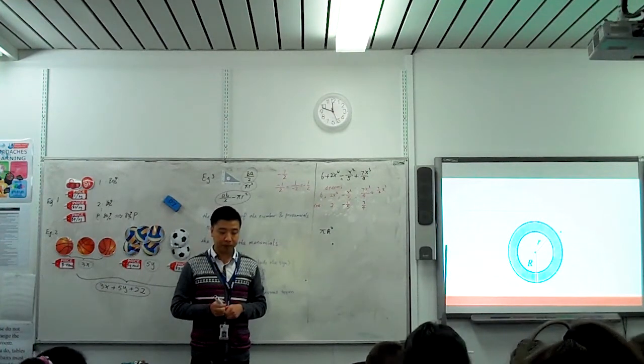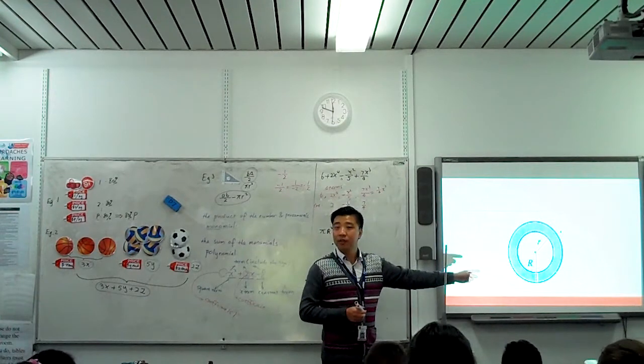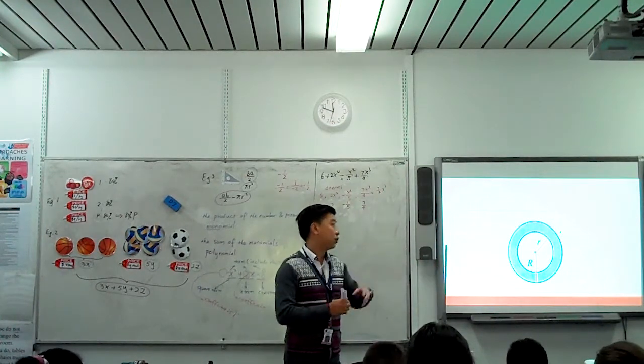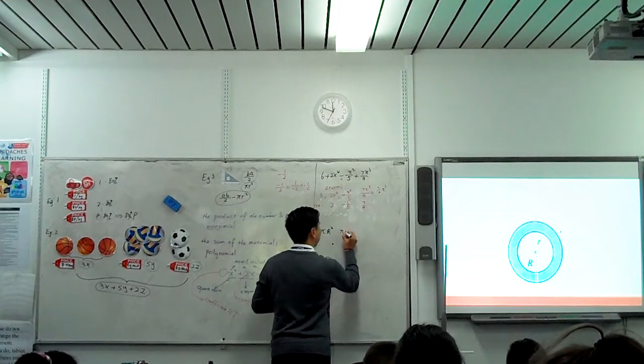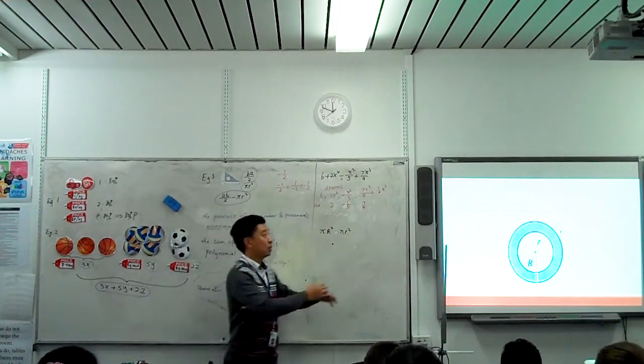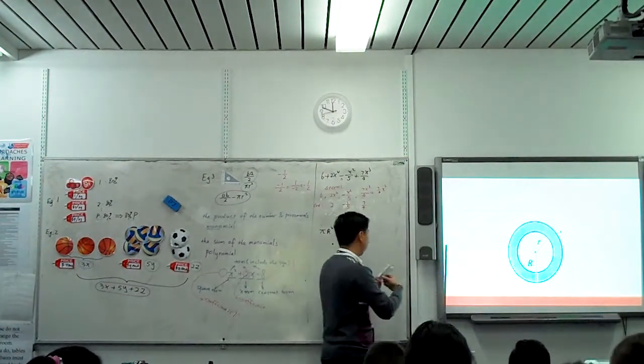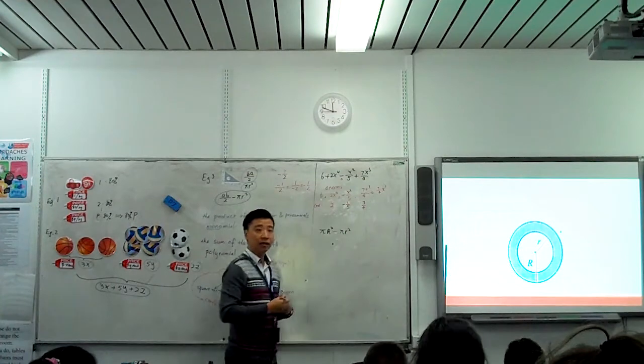Okay? Now, how about the smaller one? The smaller one is still pi r squared. Very good. So pi r squared. What sign do I have to put here? Minus, because it's a big one, take away the small one is the shaded area. Okay, very good. So take away. That's it.